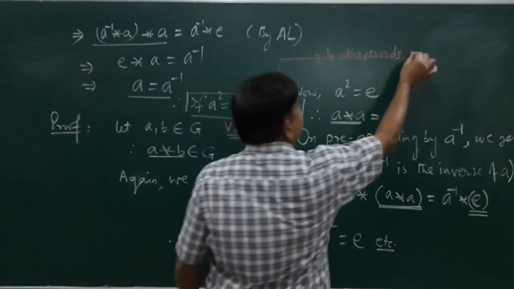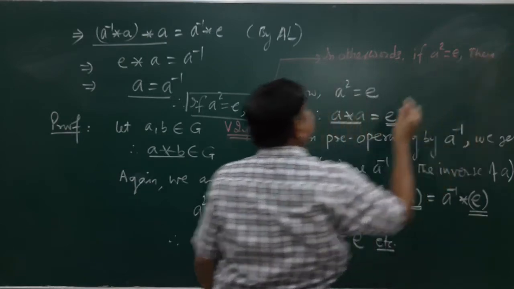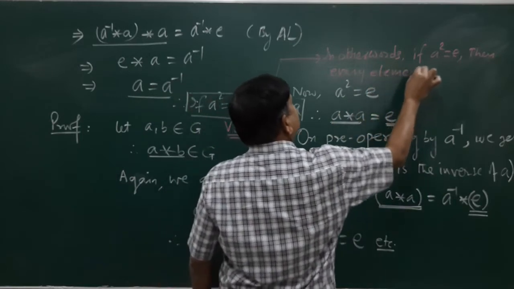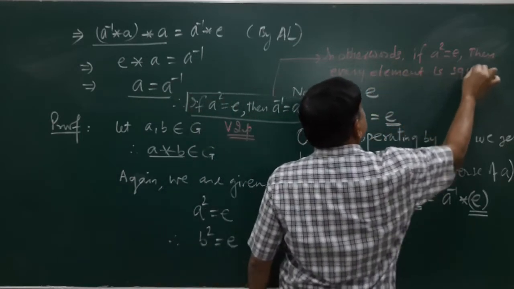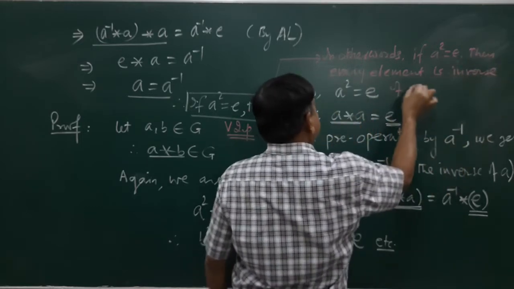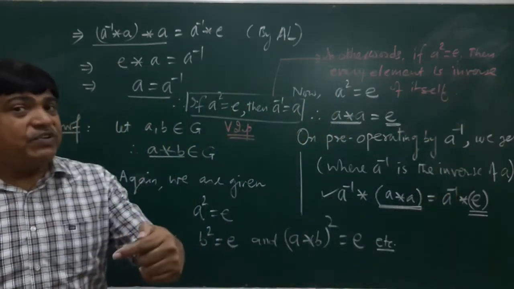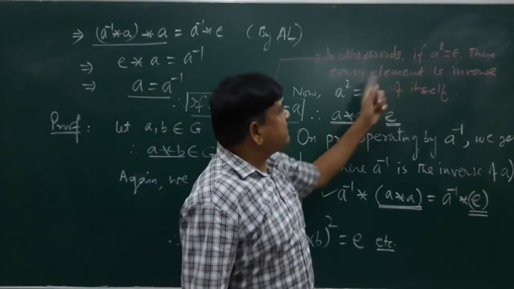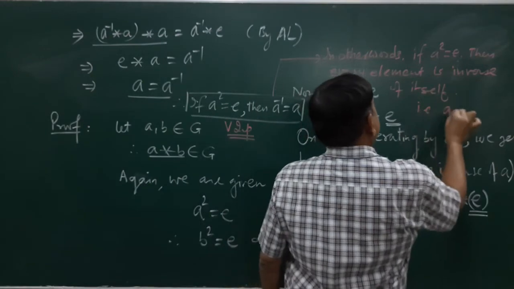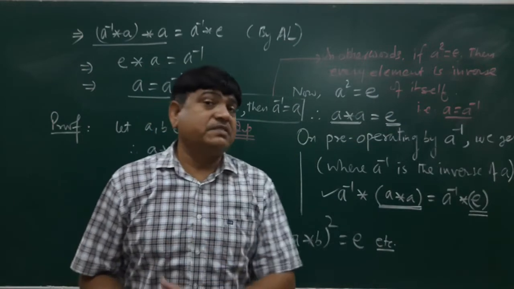So in other words, if A square equals E, then every element is inverse of itself. That means, a very important statement, keep it in mind.